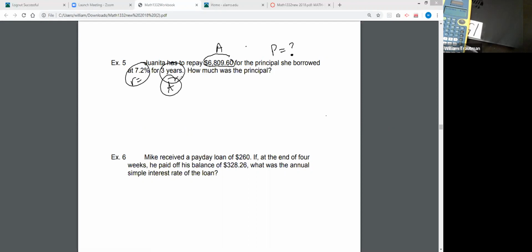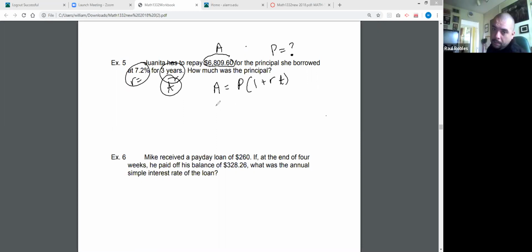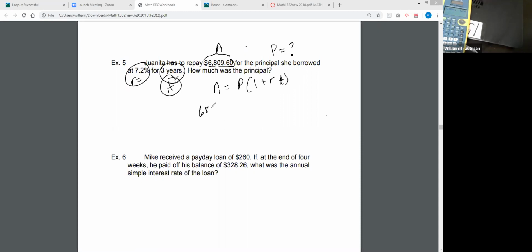So if we're finding A, we have to grab the A formula. A equals P times (1 plus R) to the T. So A, we already said, was 6809.60. P is what we're looking for. R is 7.2%, and T is 3 years.